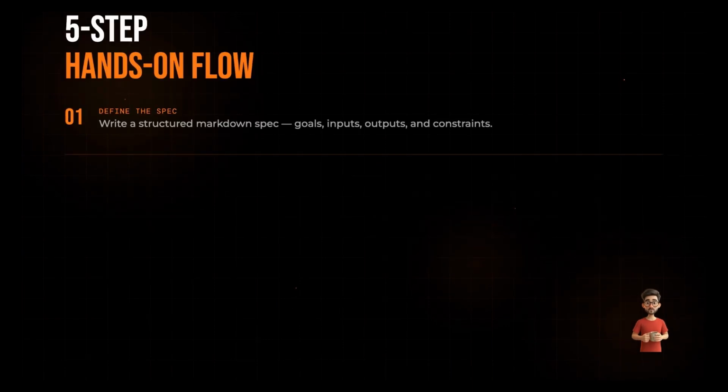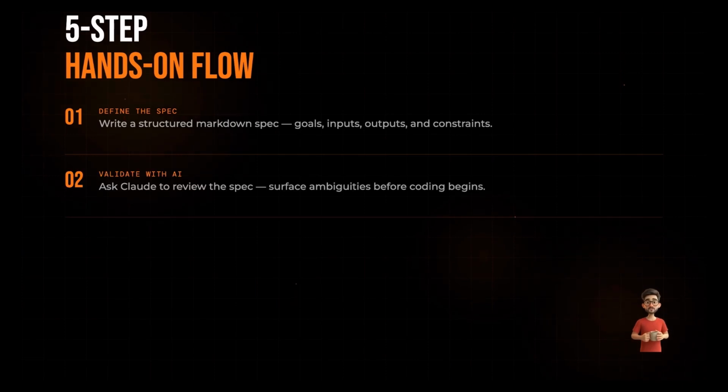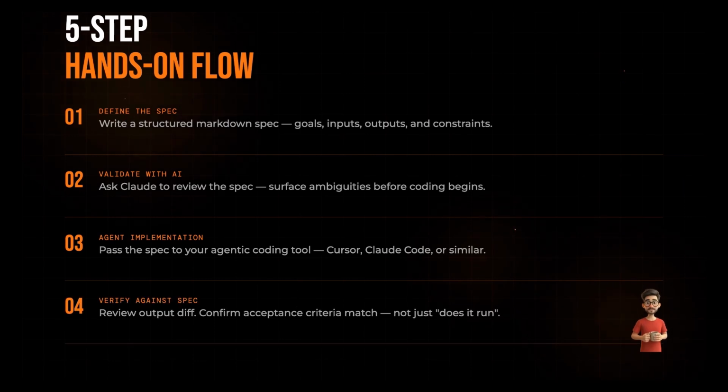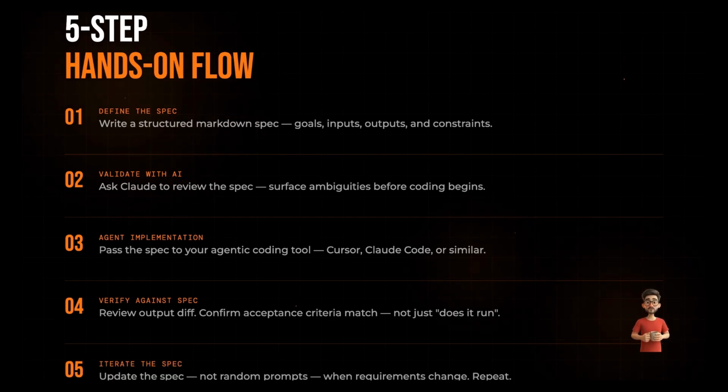Step 1. Write the spec. Define what to build, what it must do, and what is out of scope. Step 2. Validate it with AI. Ask Claude to review the spec and surface any ambiguities before coding begins. Step 3. Pass the spec to your agentic coding tool and let it implement. Step 4. Verify the output against your acceptance criteria, not just does it run. Step 5. When requirements change, update the spec first, then rerun the agent. That cycle is the entire method.